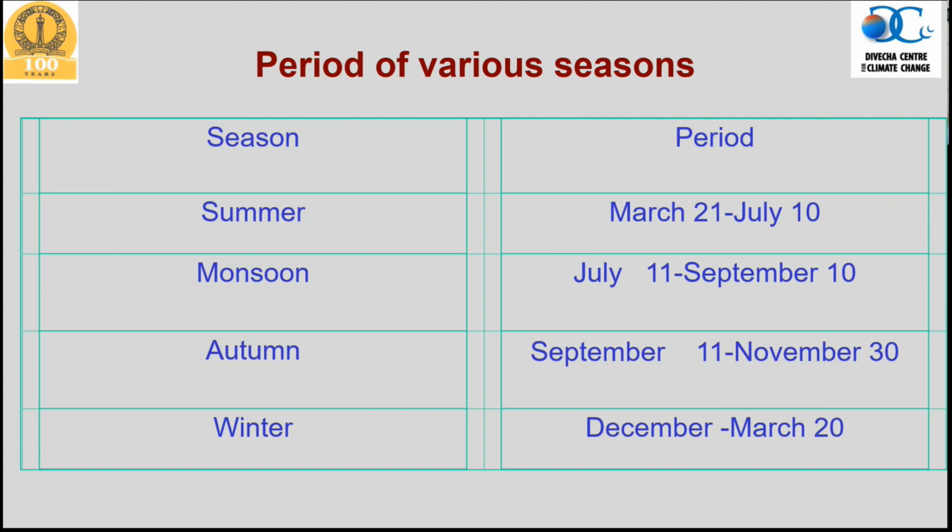So by using the hydrograph, what we did is we estimated December to March 20 as the winter, then March 20 to July 10 as the summer, then July 11 to September 10 as the monsoon, and September 11 to November 30 as the autumn. This is a mean value. That is, the monsoon is going to change a little bit, give and take 15, 20 days here and there. But these are the ideas.